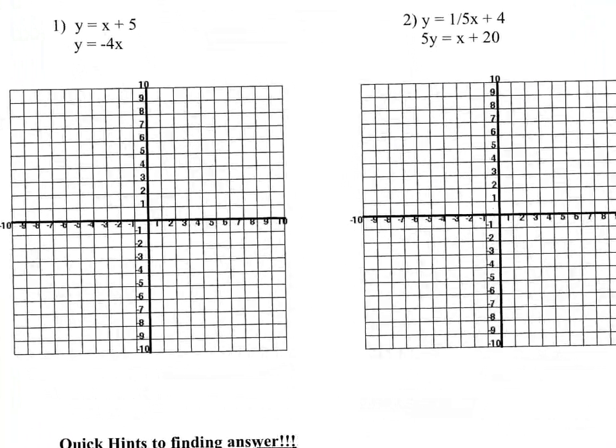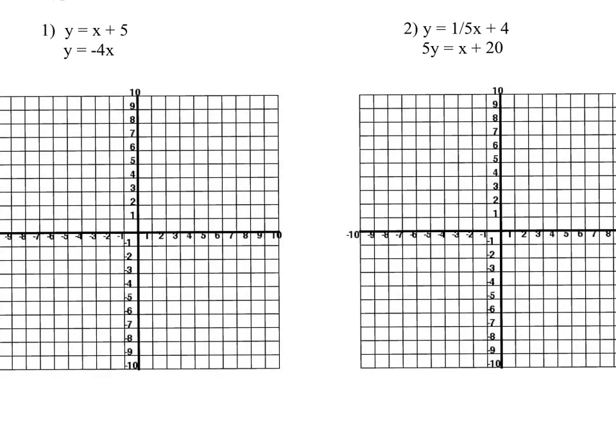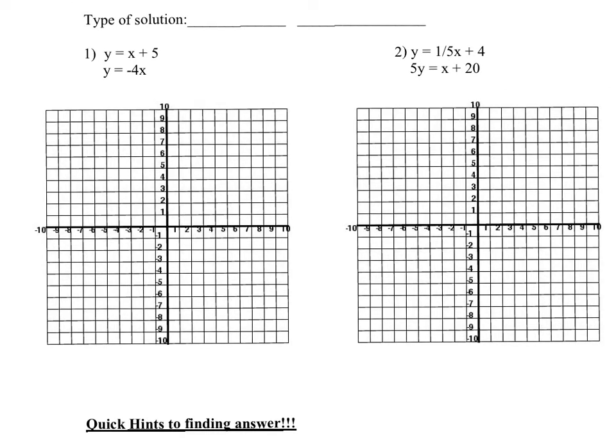Okay. 1 and 2 now. I want you to do these. You got it. Then we'll go over them. We'll learn our second method and we'll be done for today. First line, what is my b value? 5. So I'm going to put that on what axis? The y-axis. Good. Then Krista, what's my slope on that one? 1. So up 1 over 1, or down 1, left 1.